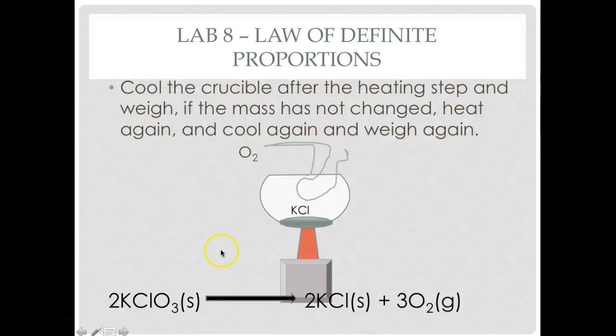And when you heat it for that 2 minutes, what will happen is you'll allow all of that oxygen to escape out, leaving behind the potassium chloride, okay. So if you take the mass of this and you subtract it from the mass of the potassium chlorate, you should be able to get the mass of the oxygen. So once you've done this heating step, you cool and then weigh it, all right. If that mass has not come down, then you can reheat it again for another 2 minutes, then cool it down and weigh again.